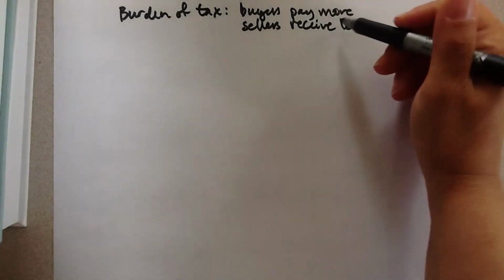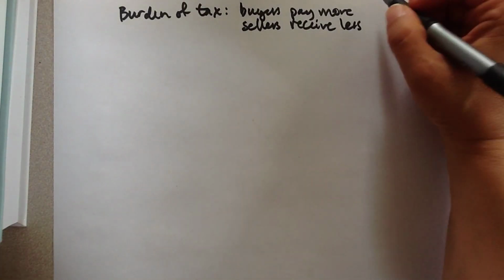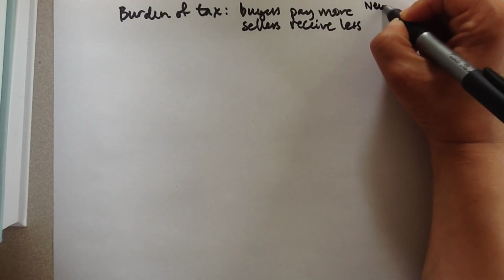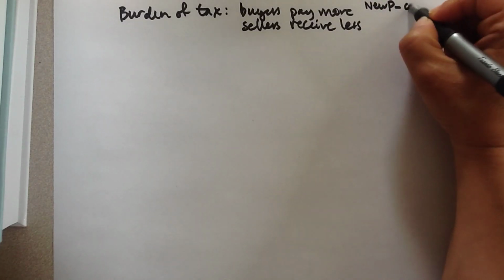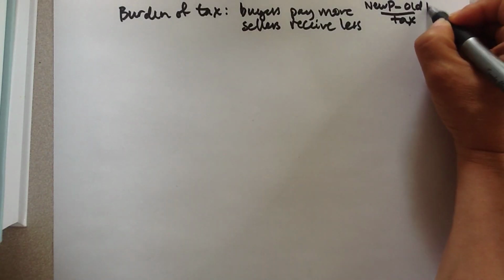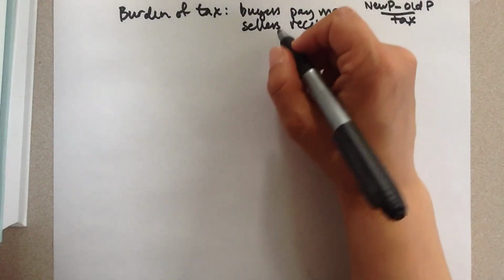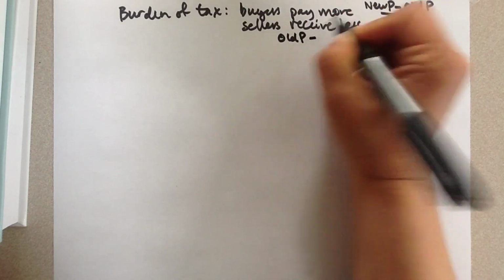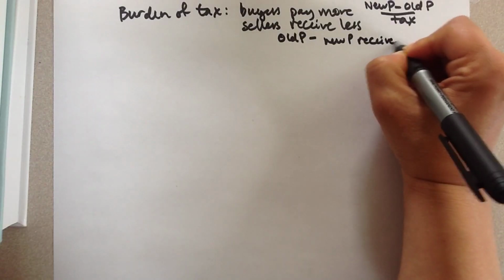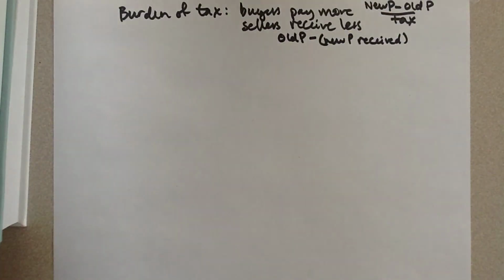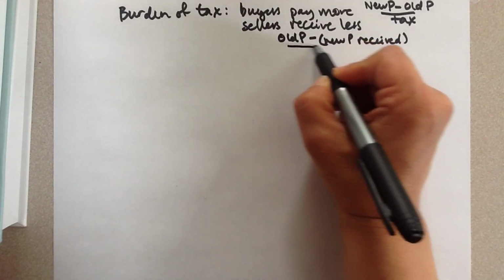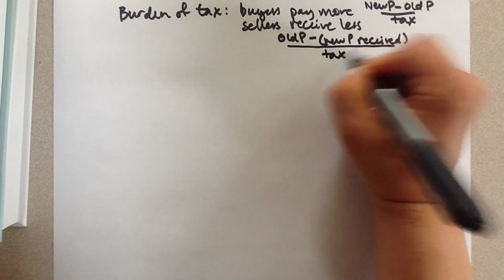And so the additional amount more the buyers pay, the new price minus the old price divided by the tax, is the percentage that the buyers are paying. And for the sellers, it's the old price minus the new price they receive, which is the new price the buyers pay minus the tax, divided by the tax.